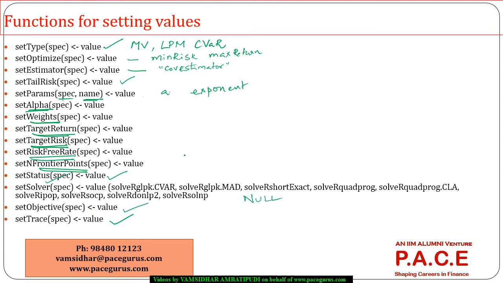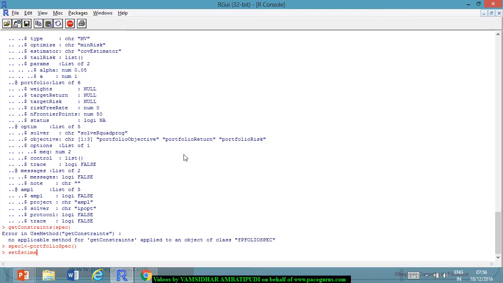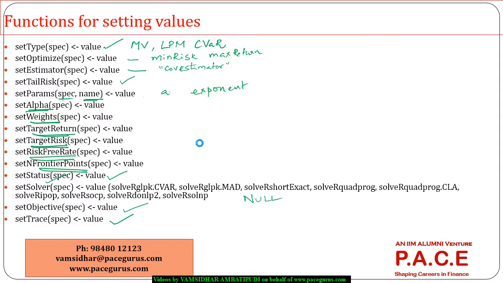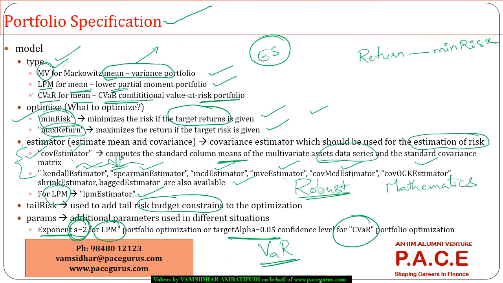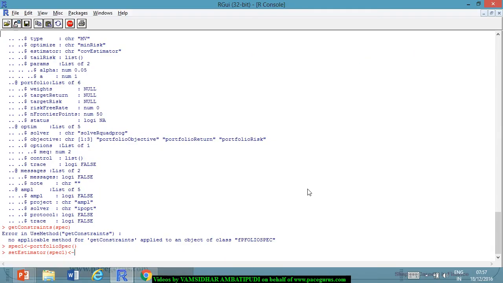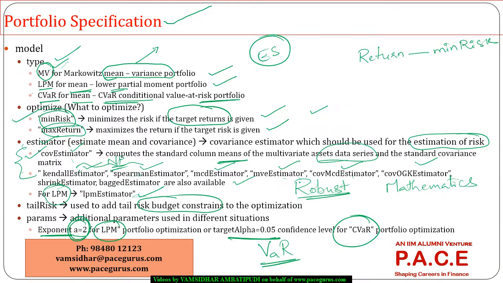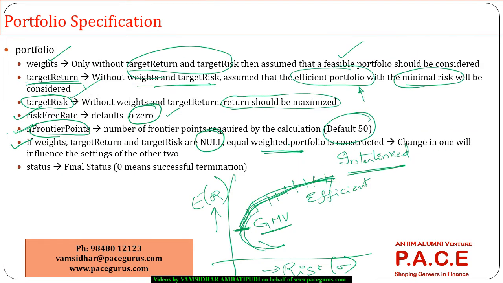Let's change the estimator, right? Let me change the estimator of spec 1 to Kendall estimator. I'll make one of the estimators as Kendall estimator. So this is one thing I want to change to the spec 1. Then what else do we change for spec 1?